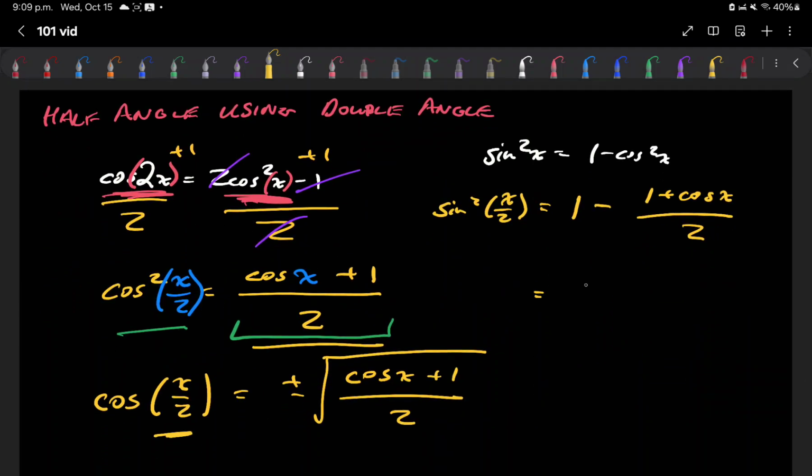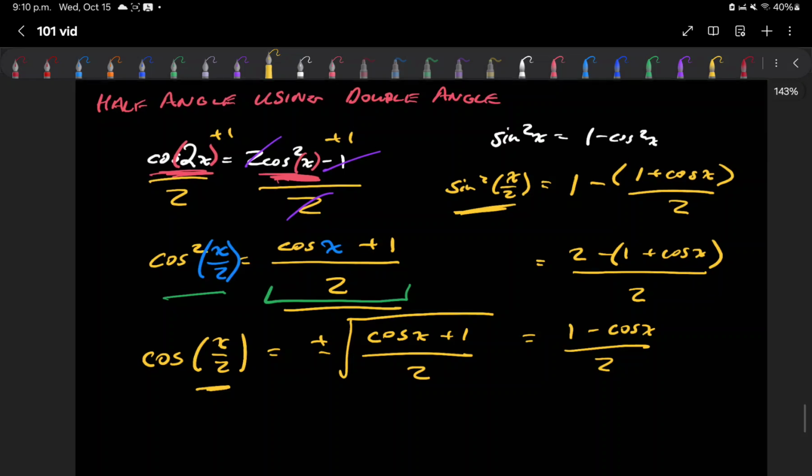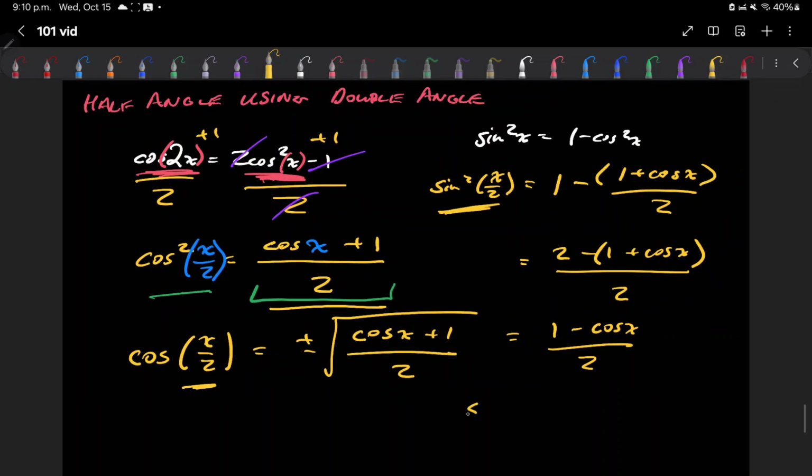So we have 2 minus 1 plus cos x, all over the common denominator of 2. So 2 minus 1 is 1, and then we're going to subtract cos x over 2. That's still equal to sine squared. So now, to get rid of the squared, we're going to square root. So for our sine x over 2, we have plus or minus the root of 1 minus cos x over 2.